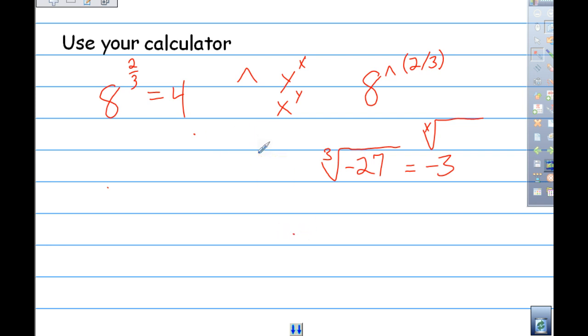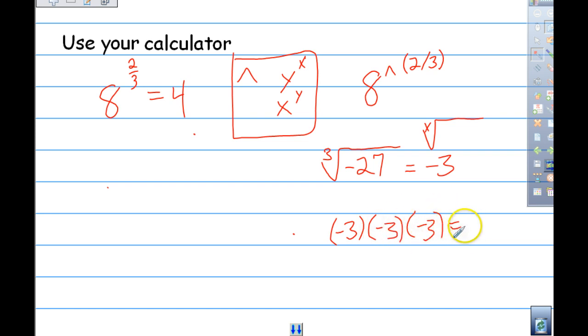Okay, so back up here. Now that we got everybody to use our buttons correctly, we're going to look at fractional exponents for the next few lessons. So the question is now, why is 8 to the 2/3 equal to 4? Why is the third root of negative 27 equal to negative 3? We might understand this one a little bit better already. That's because negative 3 times itself 3 times equals negative 27. So that's why the third root of negative 27 is negative 3.